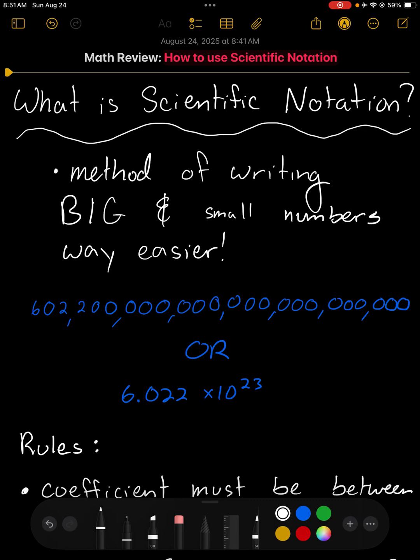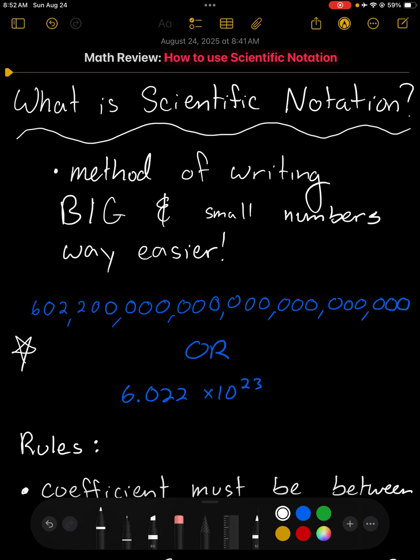This is going to be the scientific notation and how to use it video. So what is scientific notation? Basically, it's just another method of writing really, really big and really, really small numbers in a far easier way than writing it out longhand. And you can kind of see that with this example right here.